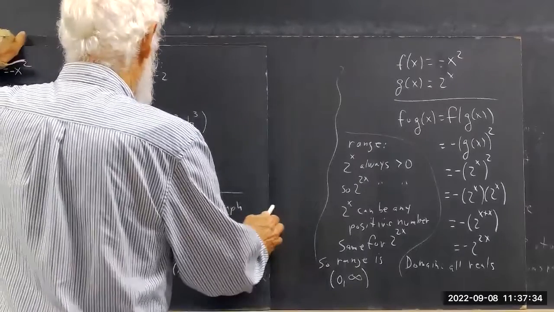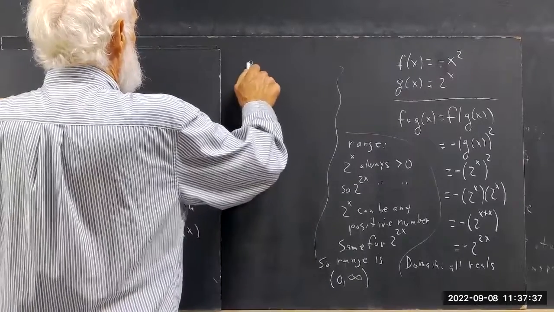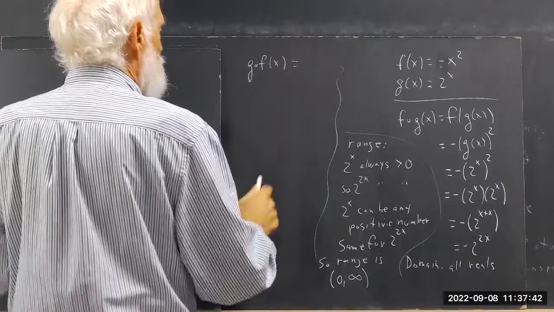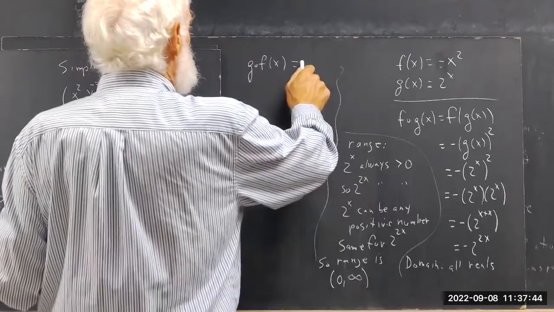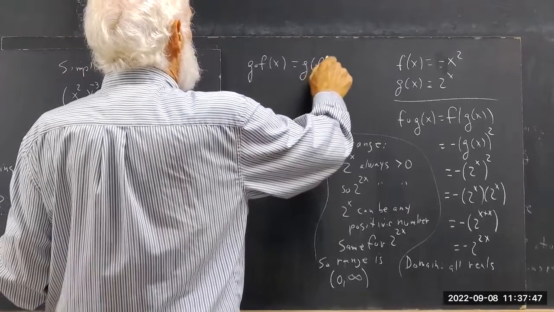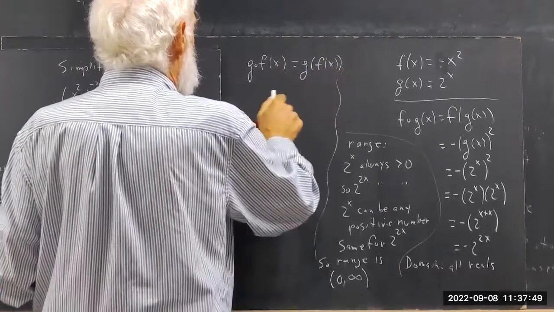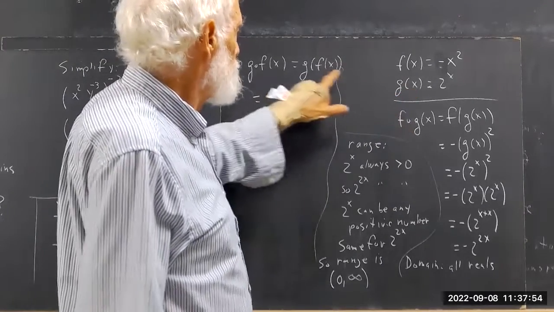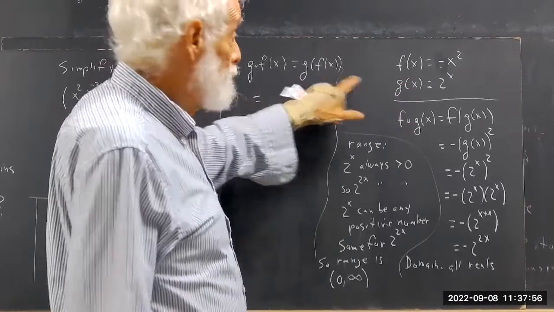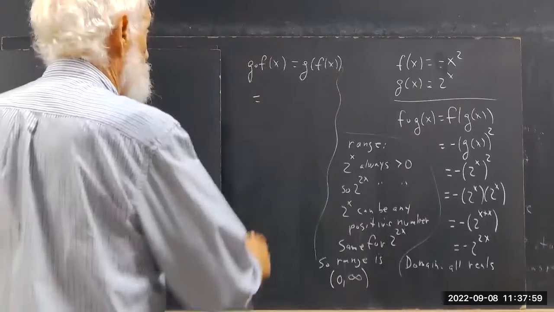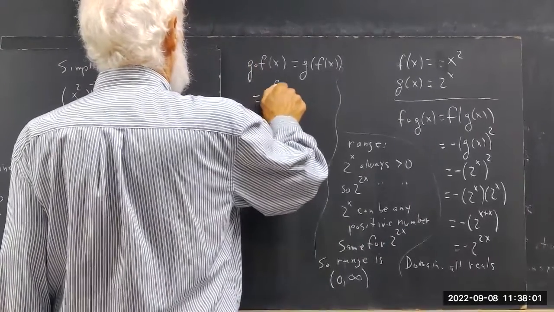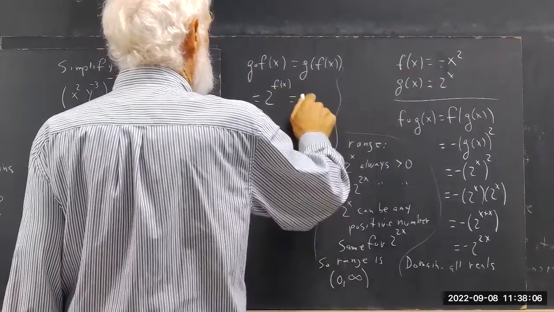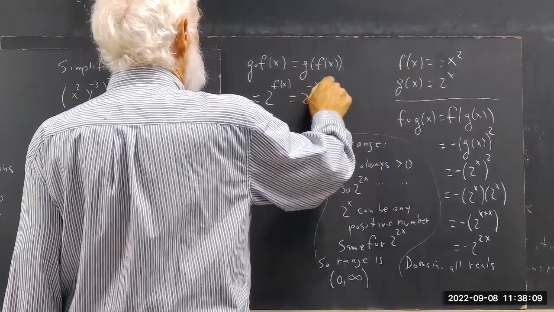Okay, what about G circle F? Well, that's G of F. So we're replacing x by f of x in this expression. That's going to give us 2 raised to the f of x. And of course, f of x is negative x squared. That's 2 to the negative x squared.